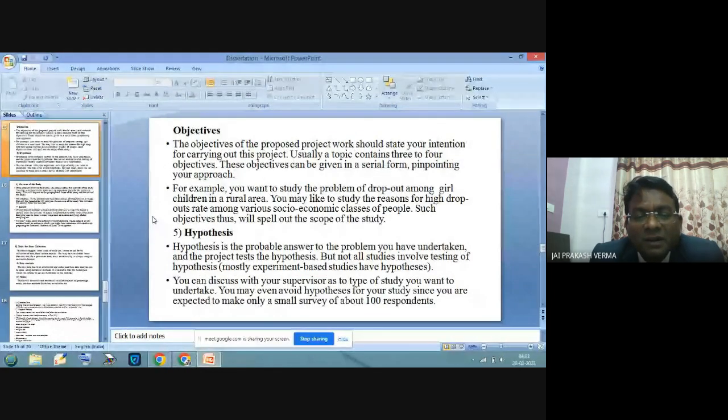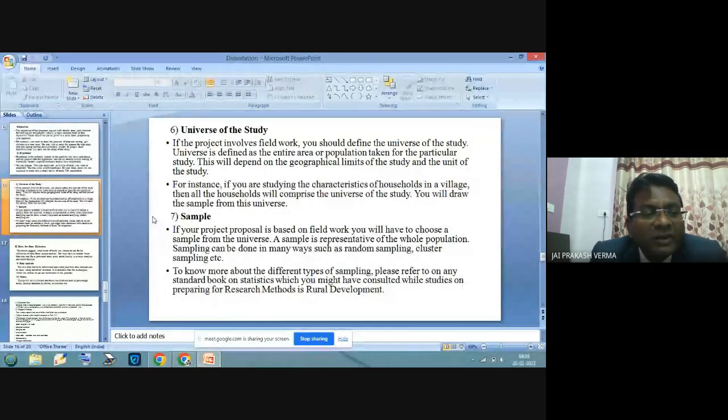Universe of the study. If the project involves field work, you should define the universe of the study. Universe is defined as the entire area or population taken for the particular study. This will depend on the geographical limit of the study and the unit of the study. Suppose you are studying the characteristics of households in a village, then all the households will comprise the universe of the study. You will draw the sample from this universe. It means the universe is a large picture in which all households of the particular area are involved.